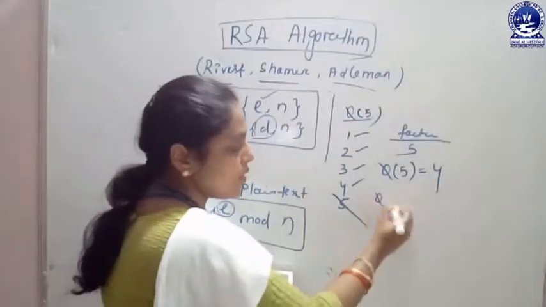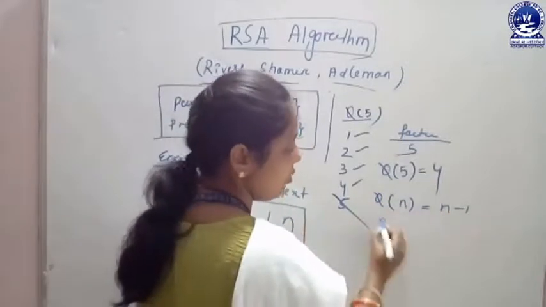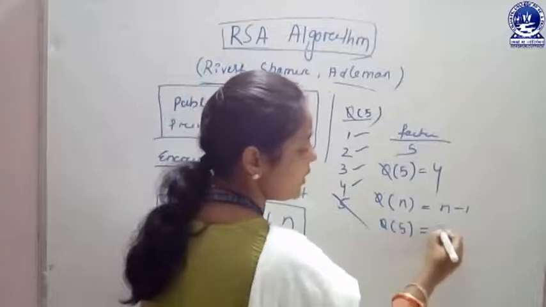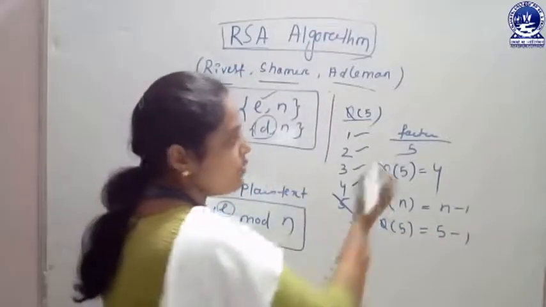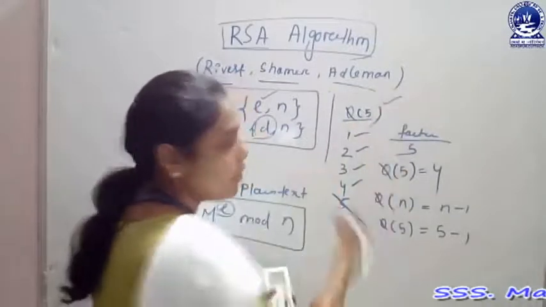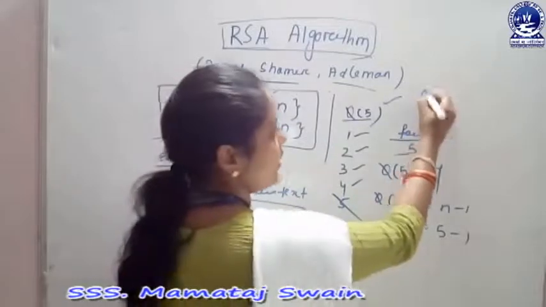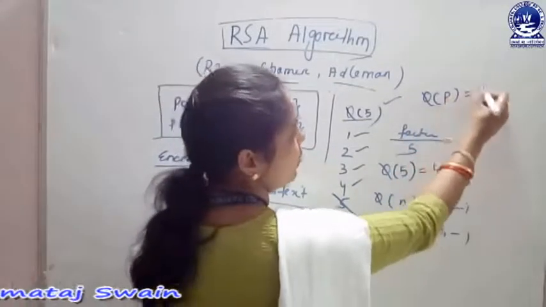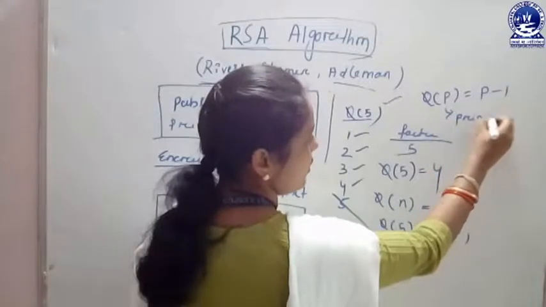That means we can say that phi of n equal to n minus 1, which is equal to phi of 5, that is 5 minus 1. That means when we want to calculate the Euler's phi function for a prime number, that is phi of p equal to p minus 1, where p is a prime number.